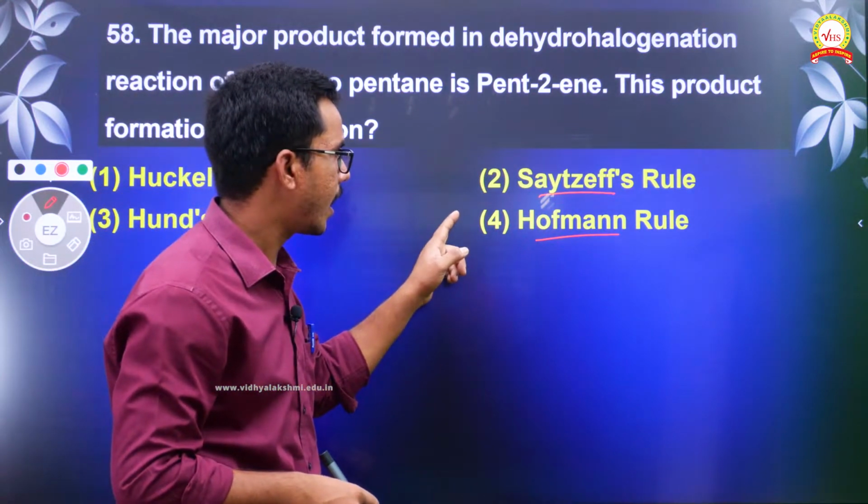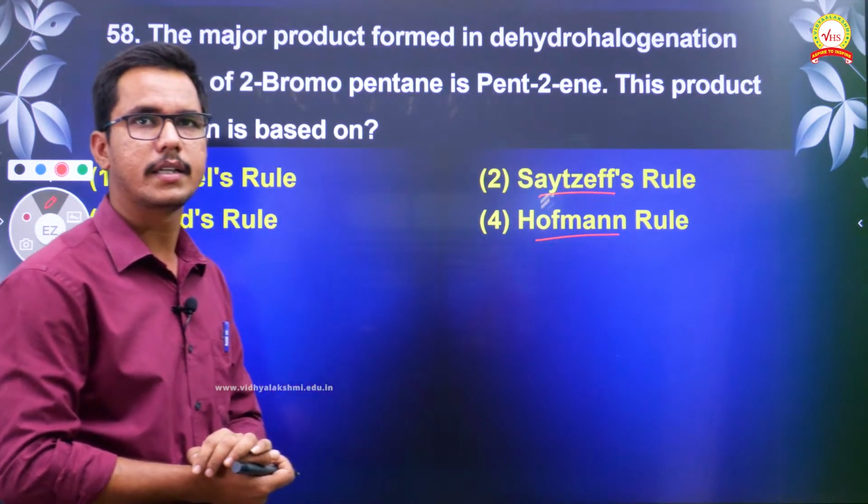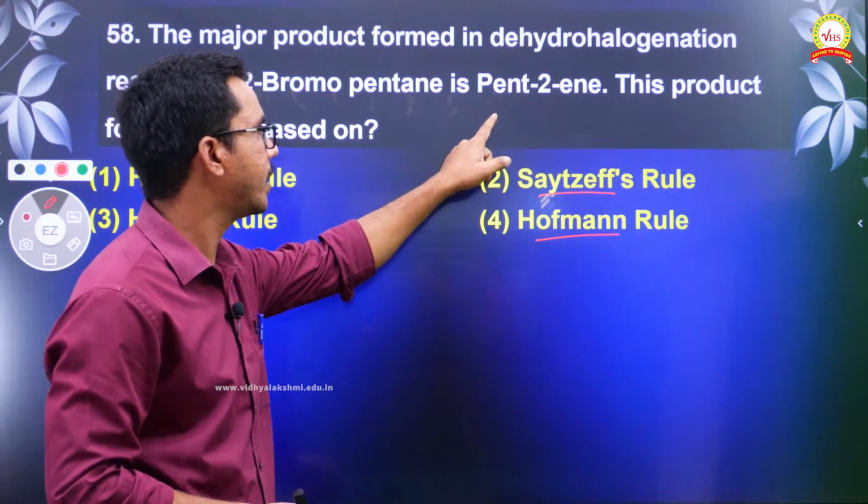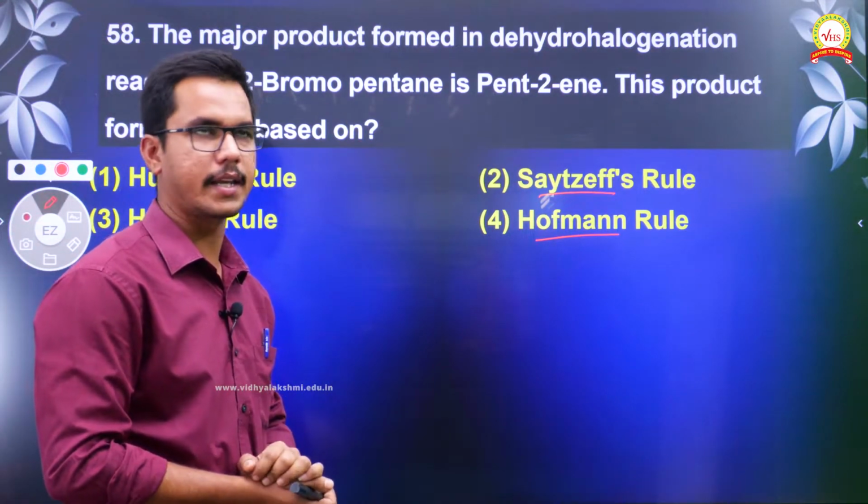Saytzeff's rule tells about the internal alkenes, and Hofmann's rule tells about what? Terminal alkenes. Now, let us see whether the product which is formed here, that is pent-2-ene, is internal or terminal alkene, okay?